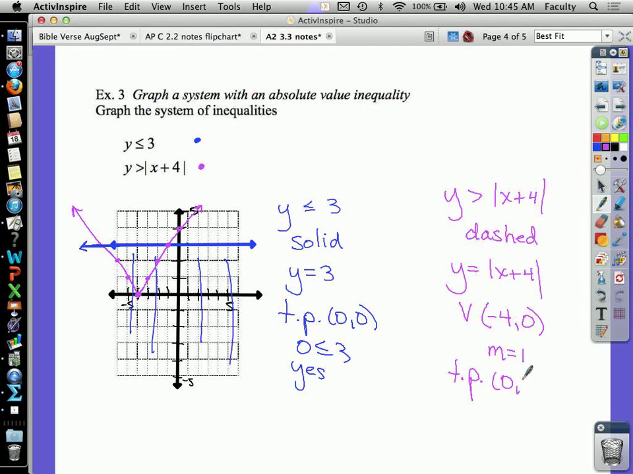Now we need a test point that's not on the V. And what we're trying to determine with this test point is, am I shading inside the V or outside the V? So if I plug it into the inequality, is 0 greater than the absolute value of 0 plus 4? And that's a no, so instead of where the test point is on the outside, I'm shading on the inside of the V.